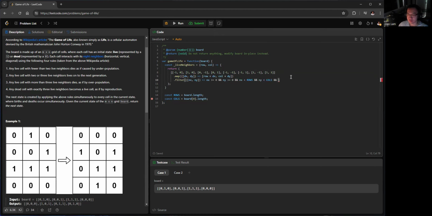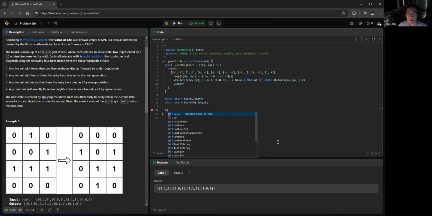So we can do live neighbors, right? And we can put board at the new row, new x and the new y, right? Reset them to, right? And we are only interested in the length. We are only interested in the number of neighbors here. So we can return only the length of what we have filtered out. Okay.